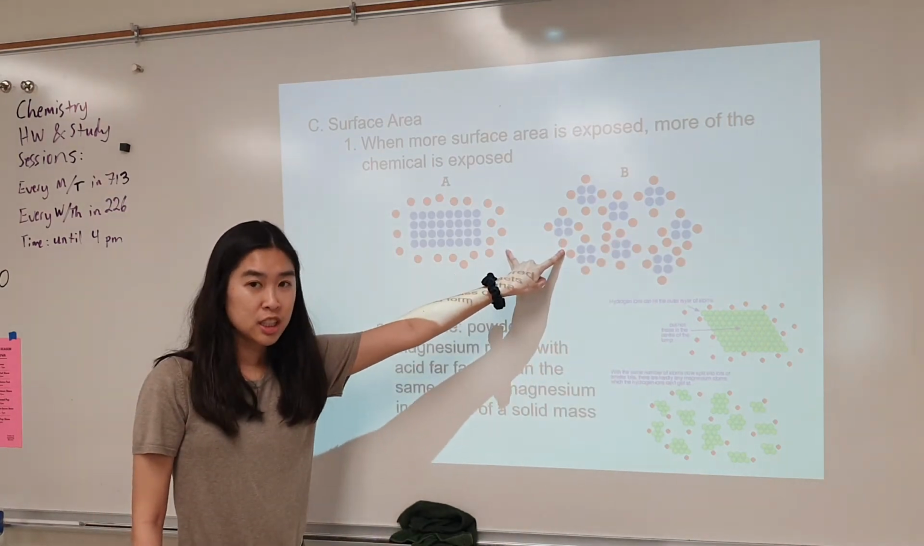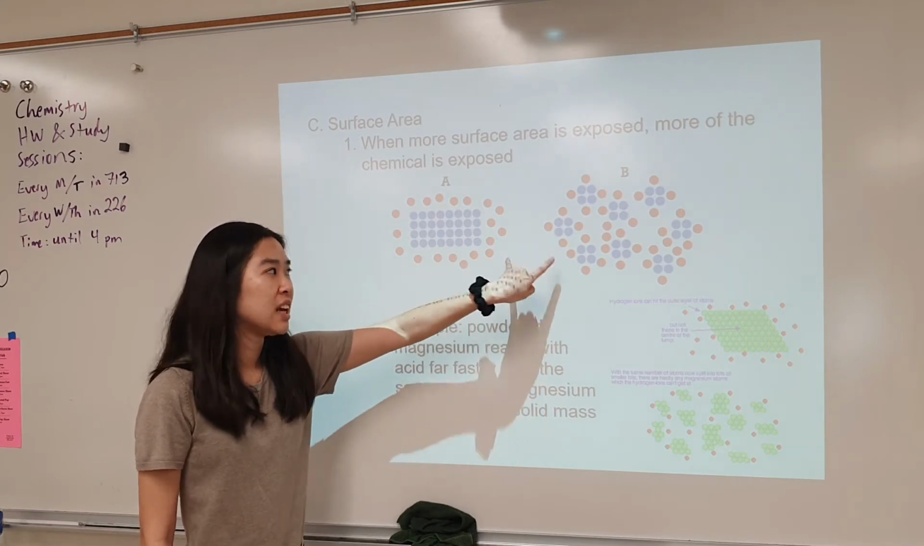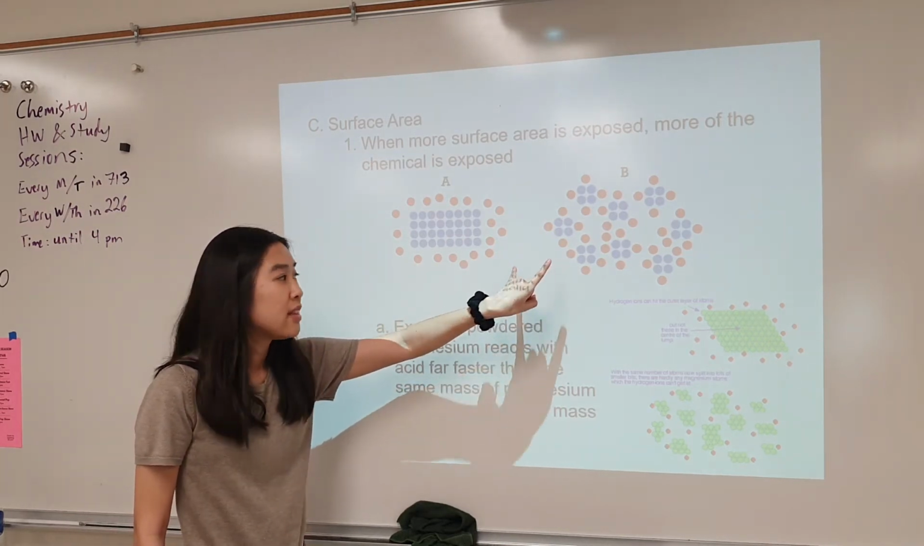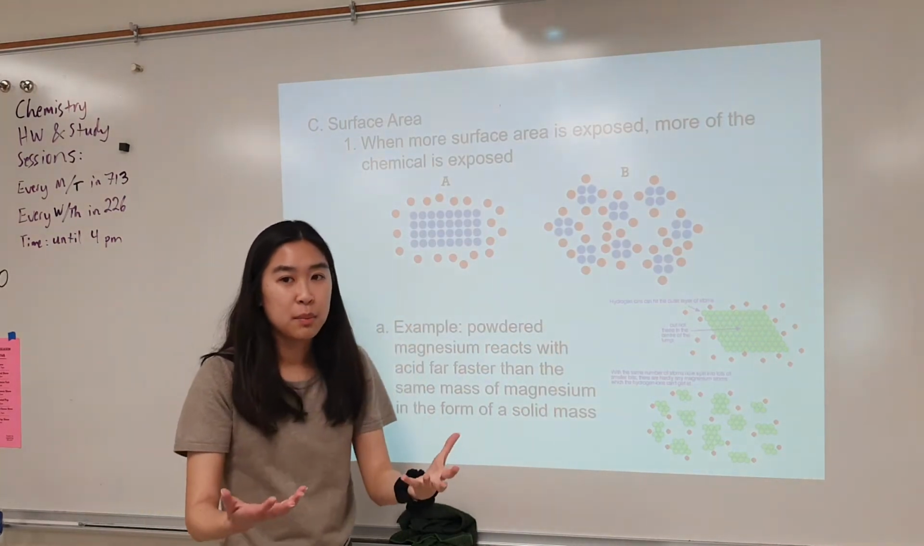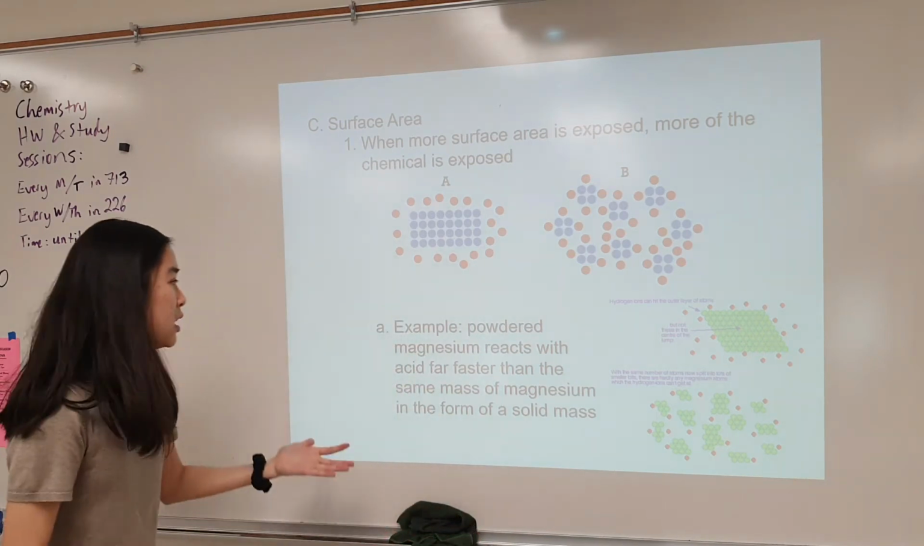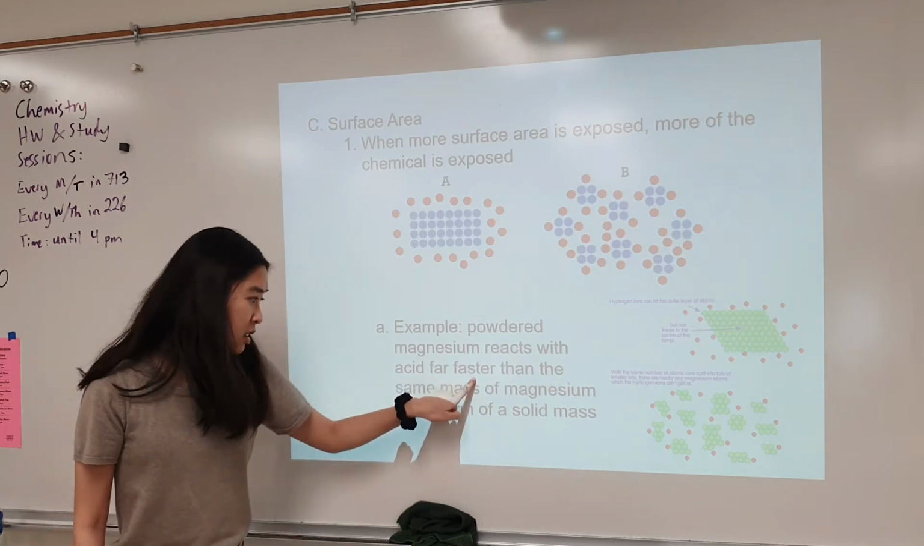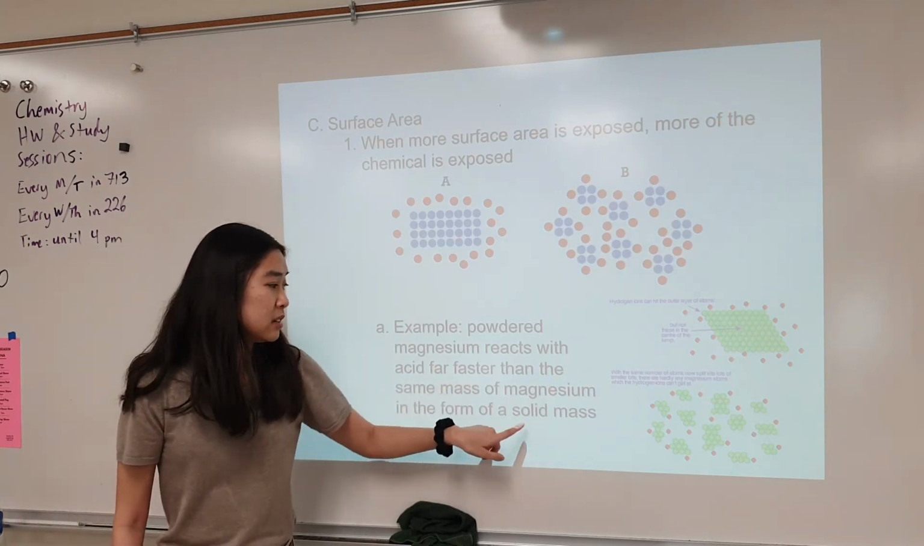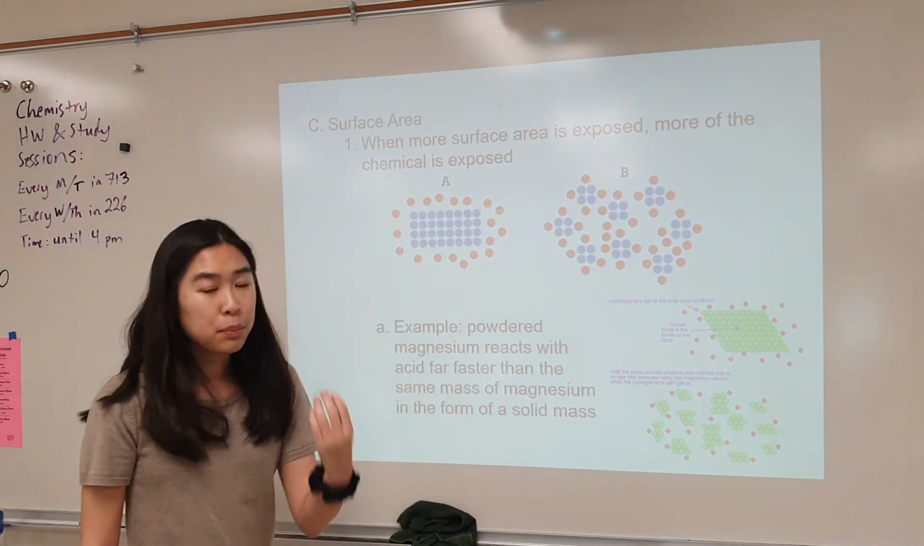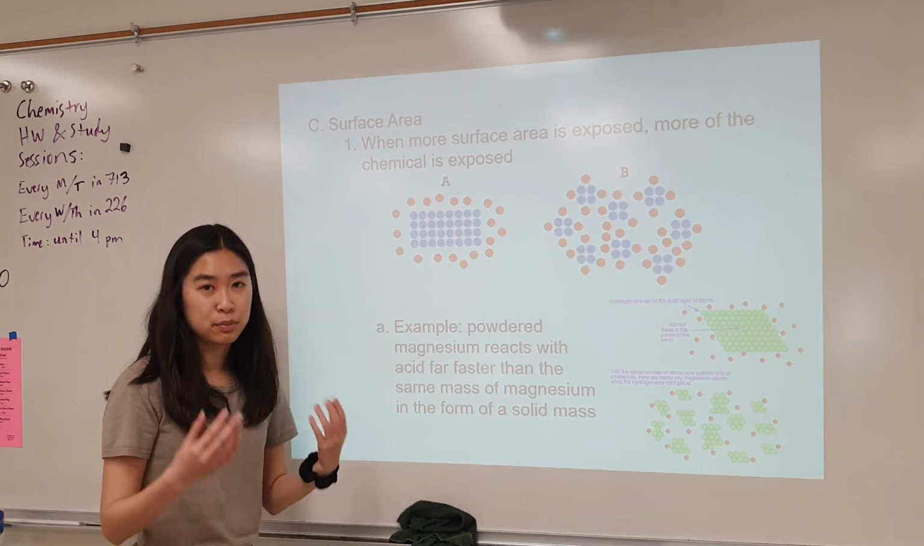But both of these reactions, because they have the same number of blue and red particles, they create the same amount of product. Okay, so that's all this is saying. Powdered magnesium reacts with acid faster than the same mass of magnesium in a solid mass. However, they both produce the same amount of product.